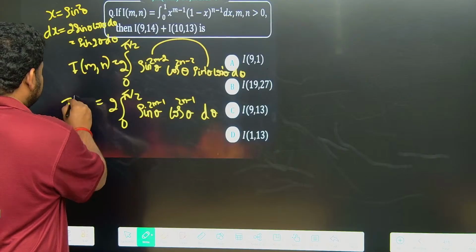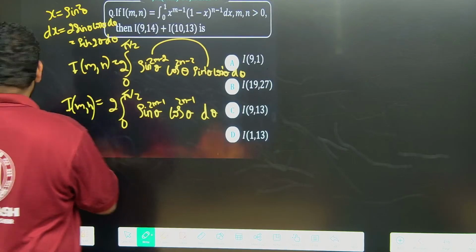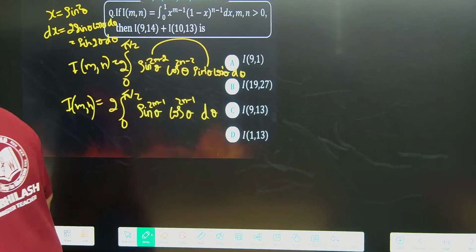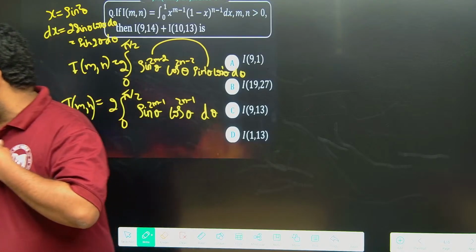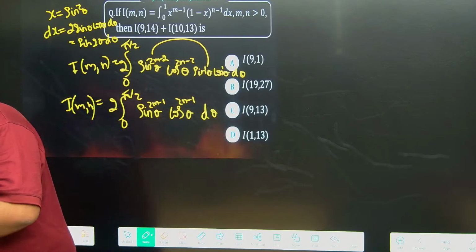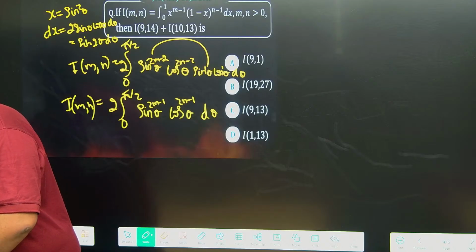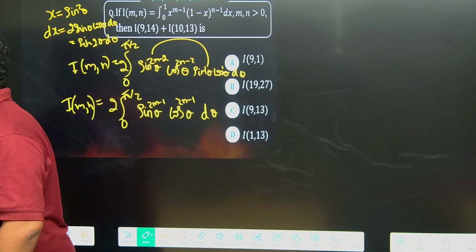This is nothing but I of m comma n. Okay, I hope you got it. If you have any doubt, you can post it. If it is yes, post it as yes. If no, if you still have doubt, post it as no. Got it? So, mainly we are discussing integration.